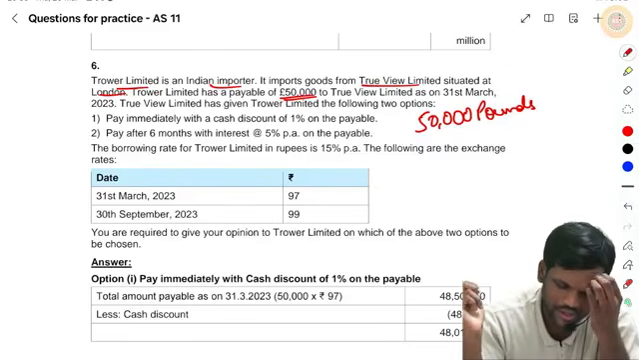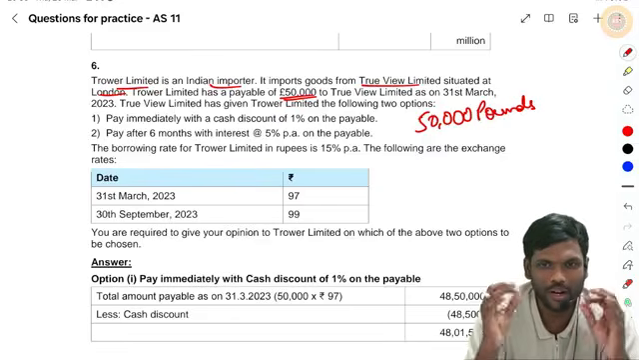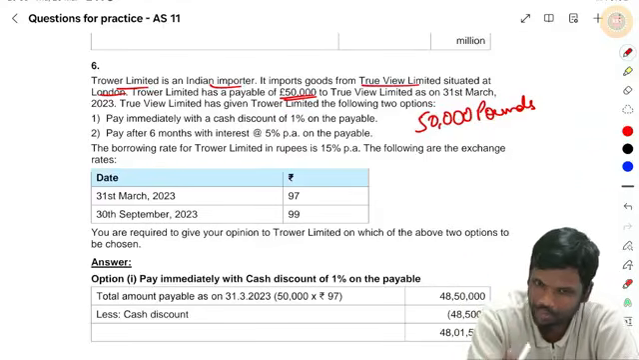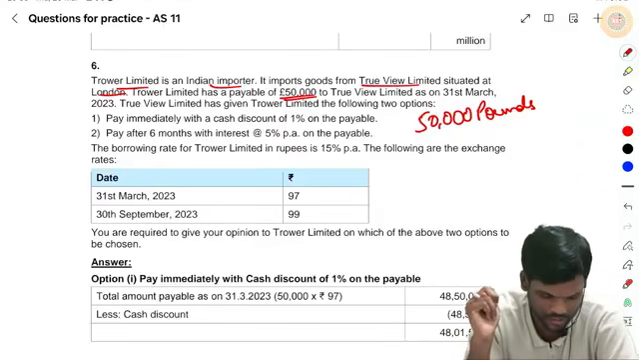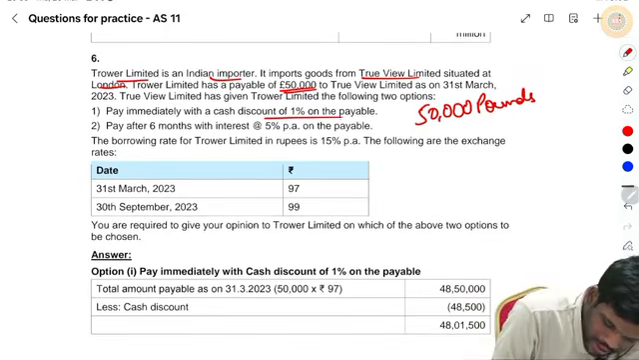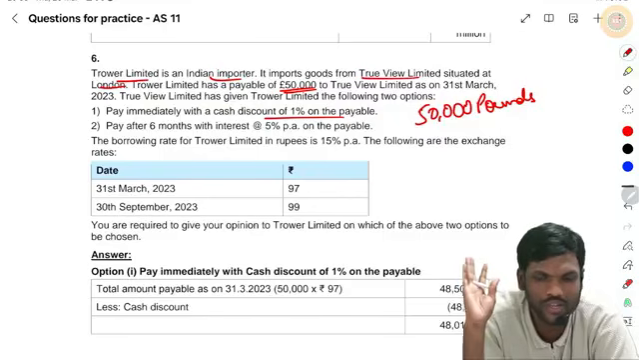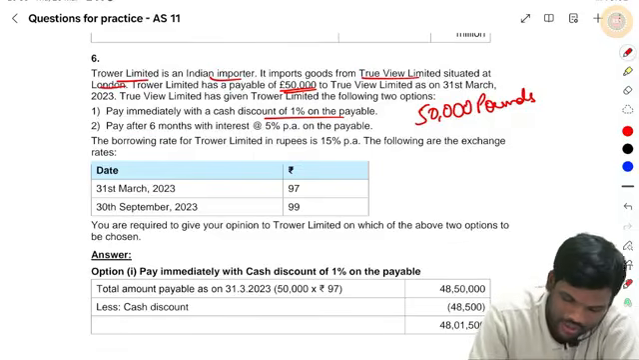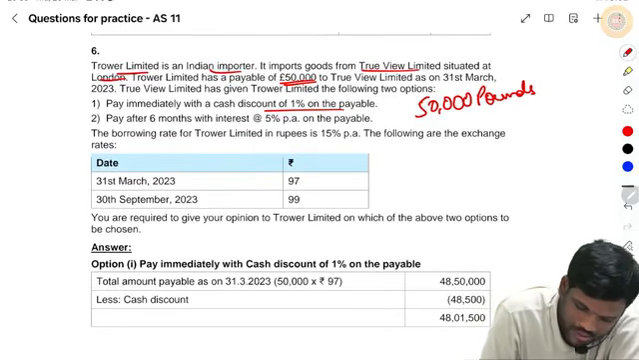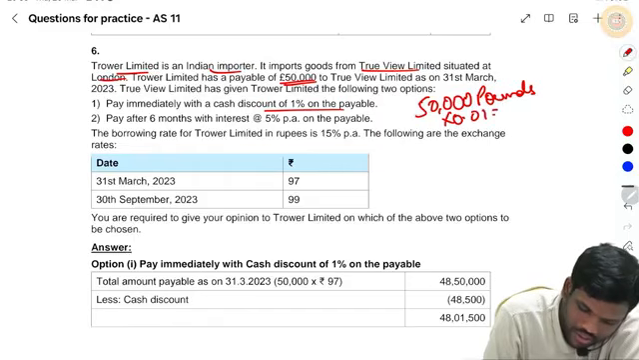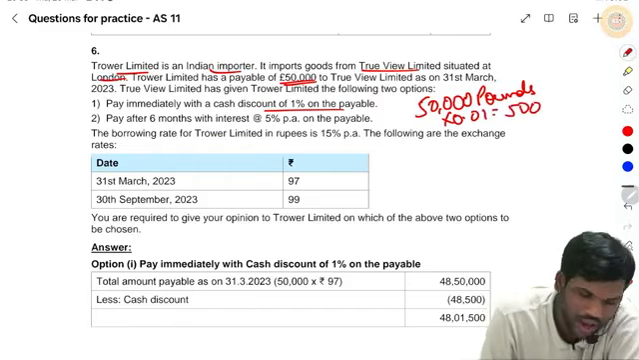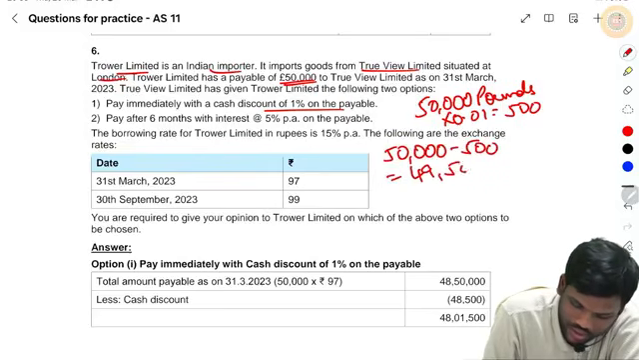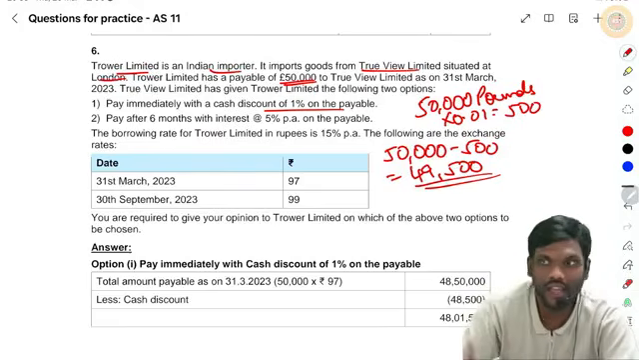TrueView Limited has given Trevor Limited the following two options. TrueView is telling Trevor: you have to pay me 50,000 pounds, and I am giving you two options. One, you pay me immediately, today itself. Since you are paying today itself, I will give you 1% cash discount. Out of 50,000 pounds, 1% is 500 pounds, so you will end up paying only 50,000 minus 500, that is 49,500 pounds.